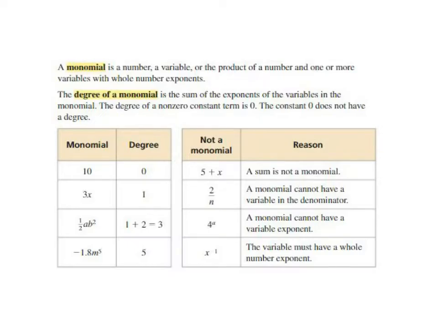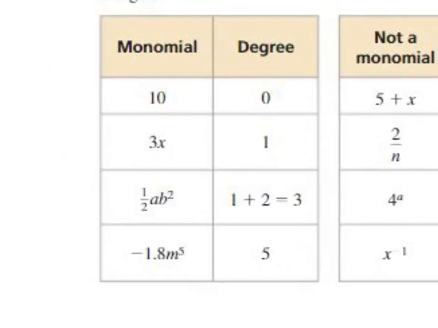So there's some vocabulary here that you may not know. A monomial is a number, a variable, or the product of a number and one or more variables with whole number exponents. So we've been talking about monomials. We've been doing some things with monomials, but now we're going to define monomials.